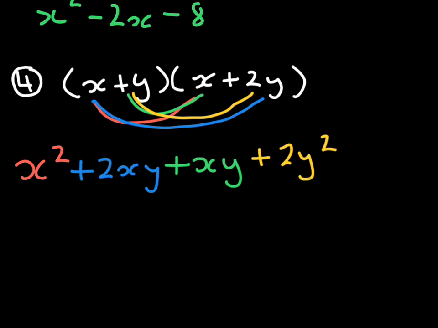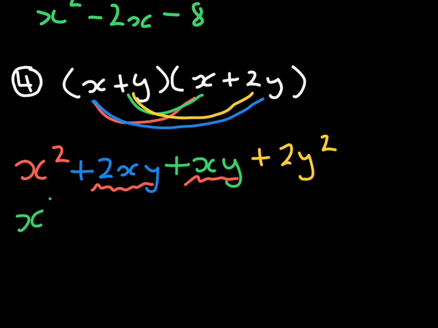Lastly, with our final step, we need to simplify. And to simplify, we need to find like terms. And by having a look at this expression over here, we see that 2xy and xy are like terms. So they will be added together. So let's read from left to right.